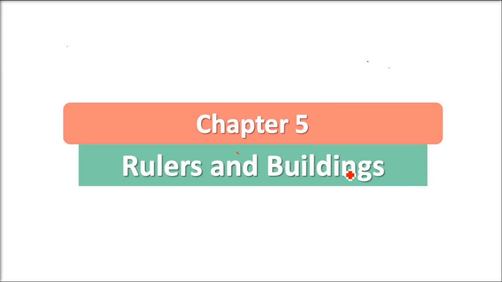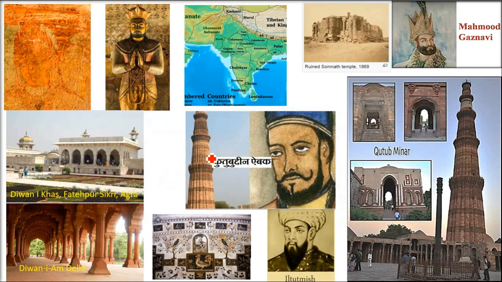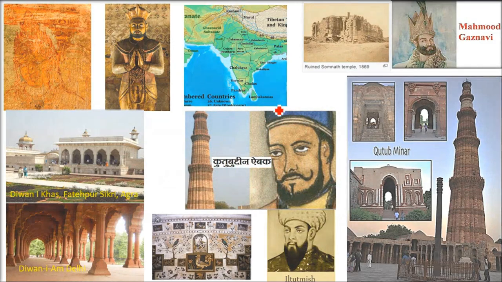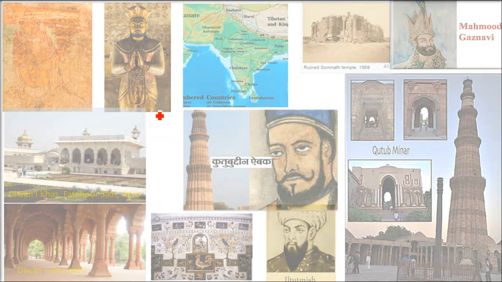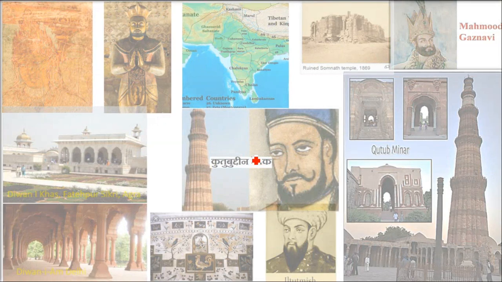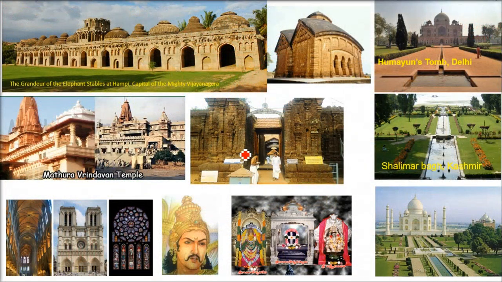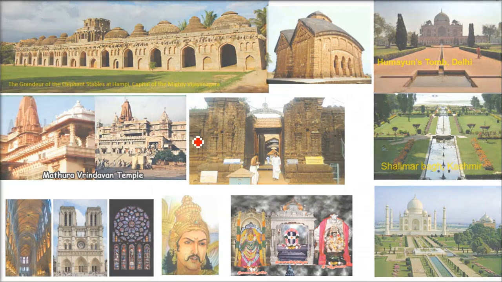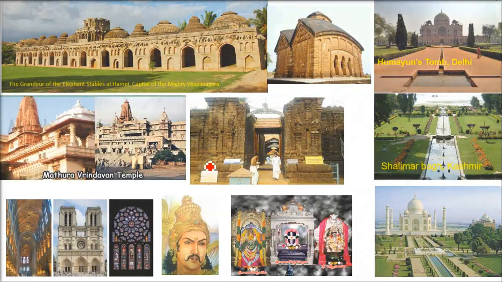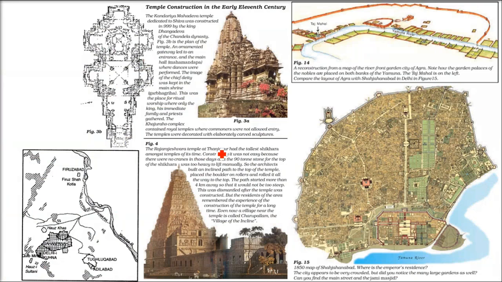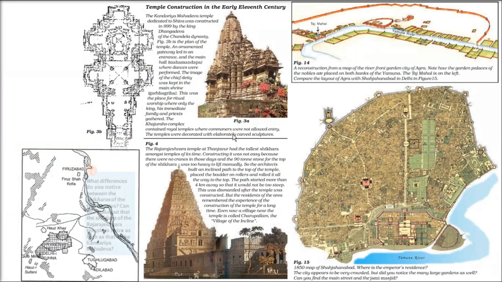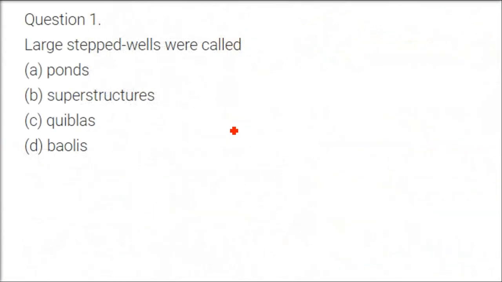This is chapter number 5, Rulers and Buildings. So here are certain pictures, and all these pictures are related to the questions we are talking about. There are certain extra also. Whenever the question requires, we'll come back here to these pictures. As I said, all these are somewhere related to the content which we learned in the question. So we'll try to summarize everything here in the form of question and answer.